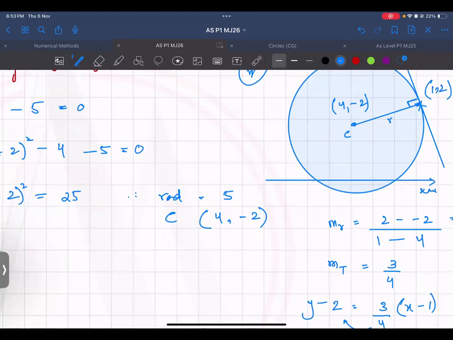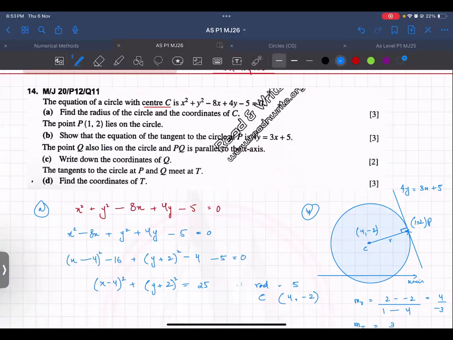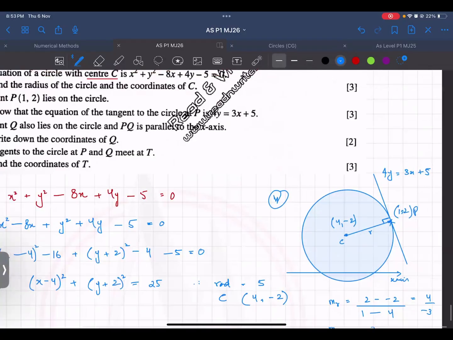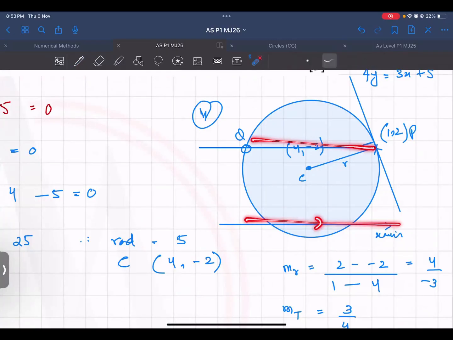X-axis. Let's suppose there's another point Q such that PQ is parallel to the x-axis. This means the Q point would be over here, because you can see now that PQ is parallel to the x-axis, horizontal. So we know the gradient of PQ will be 0 because it is a horizontal line.